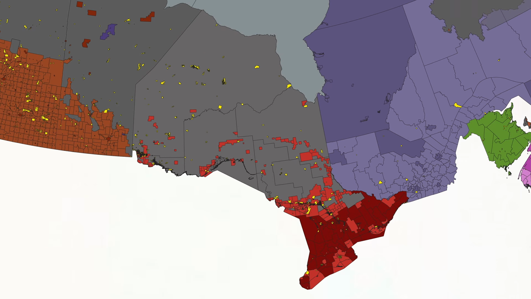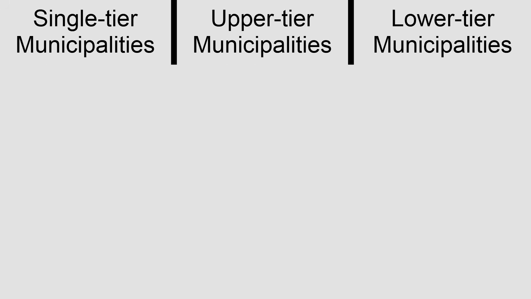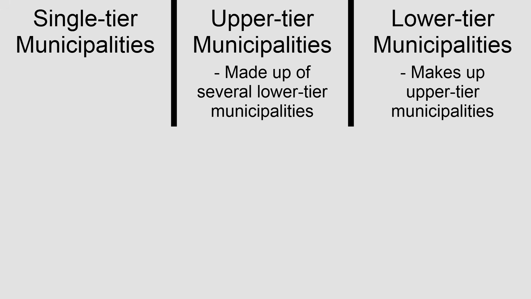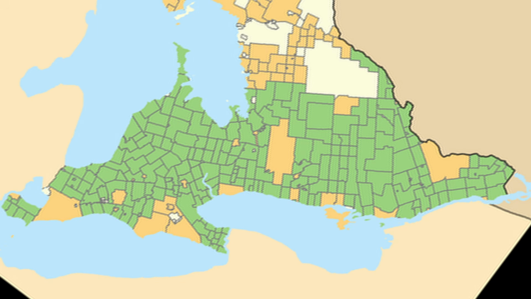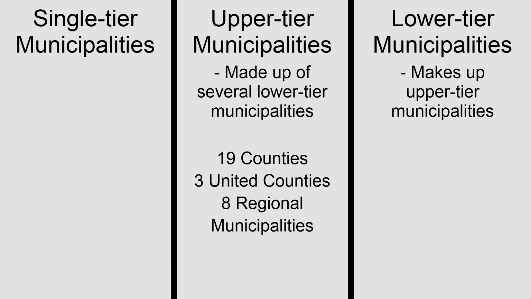Next, there is Ontario. Ontario has 3 types of incorporated municipalities: single-tier municipalities, upper-tier municipalities, and lower-tier municipalities. Upper-tier municipalities are larger areas that consist of several lower-tier municipalities. As such, the lower tiers are not on the map, because they would be the 3rd level of division. There are 3 different types of these upper-tier municipalities, those being 19 counties, 3 united counties, and 8 regional municipalities.